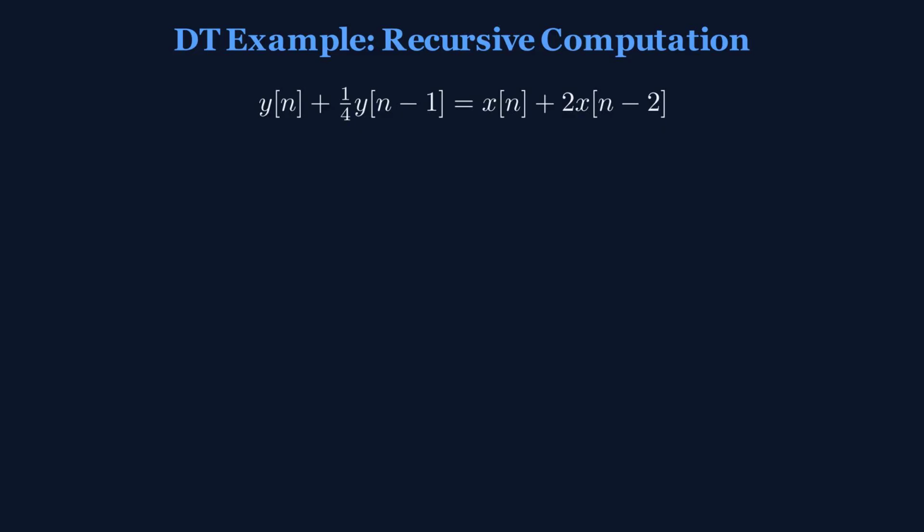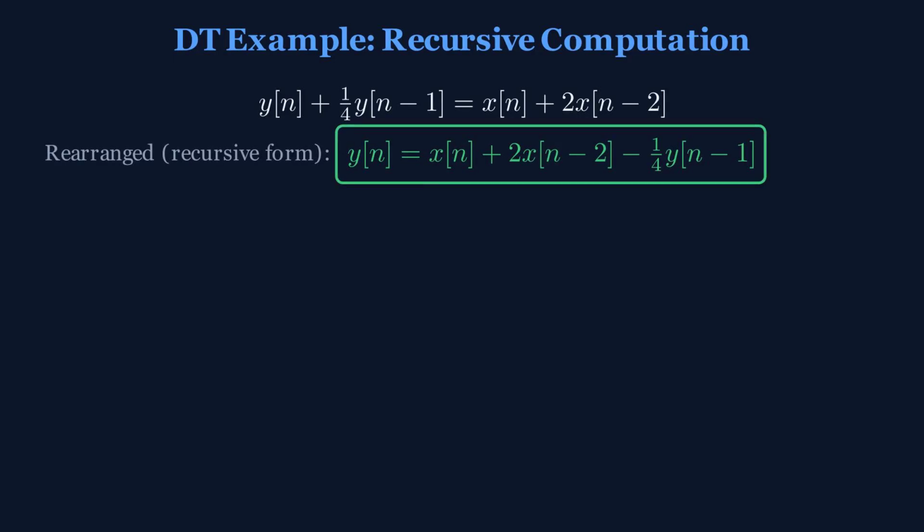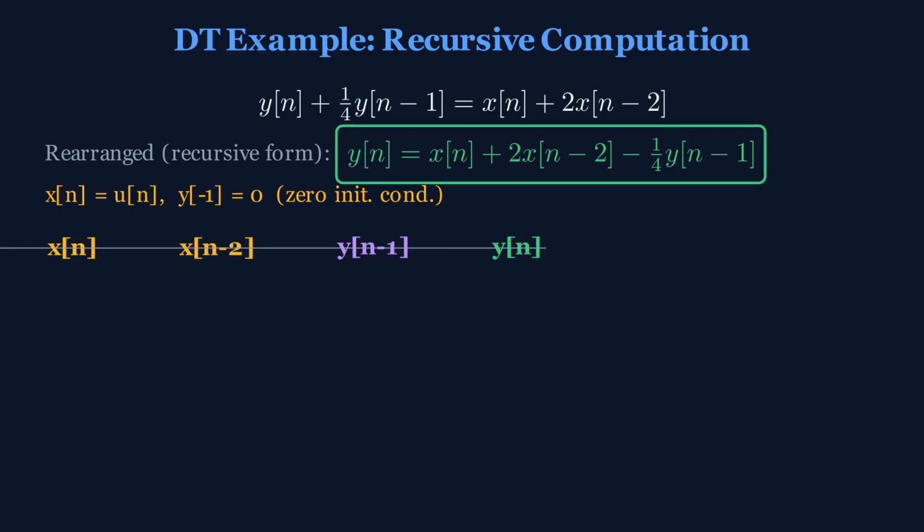Let's compute the output for the system y of n plus 1 quarter, y of n minus 1 equals x of n plus 2 times x of n minus 2. The input is x of n equals the unit step u of n with 0 initial conditions. Rearranging, y of n equals x of n plus 2 times x of n minus 2 minus 1 quarter times y of n minus 1.